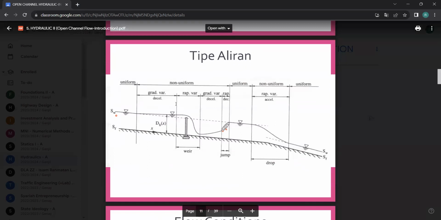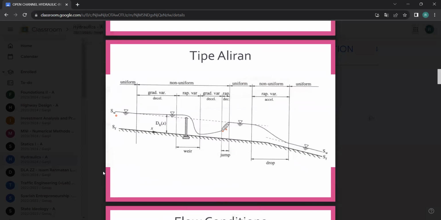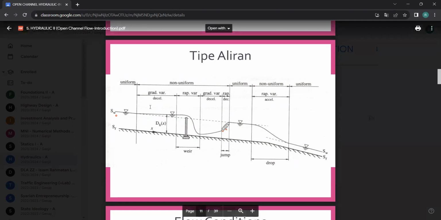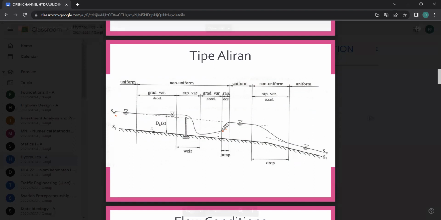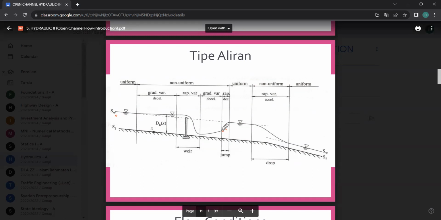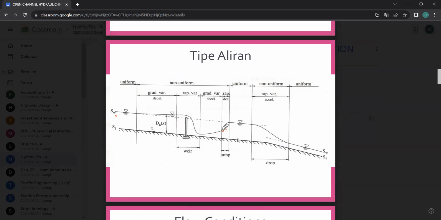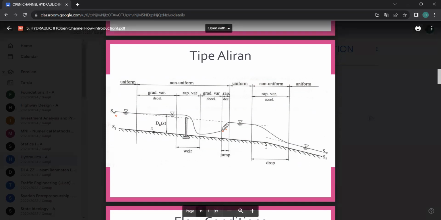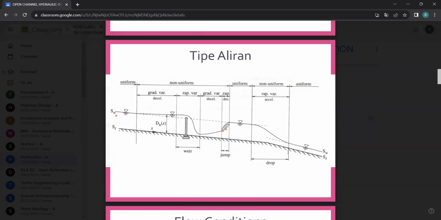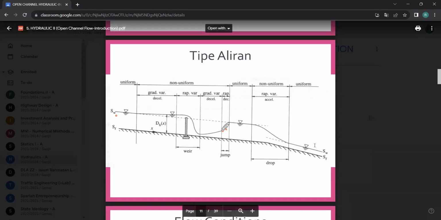So this is the figure of type of flow, type of water flow. This is uniform. This is non-uniform because there is a different elevation in this view. This is uniform because it's steady and there is no different level. And this is non-uniform because this shape of channel is different. And this is uniform.